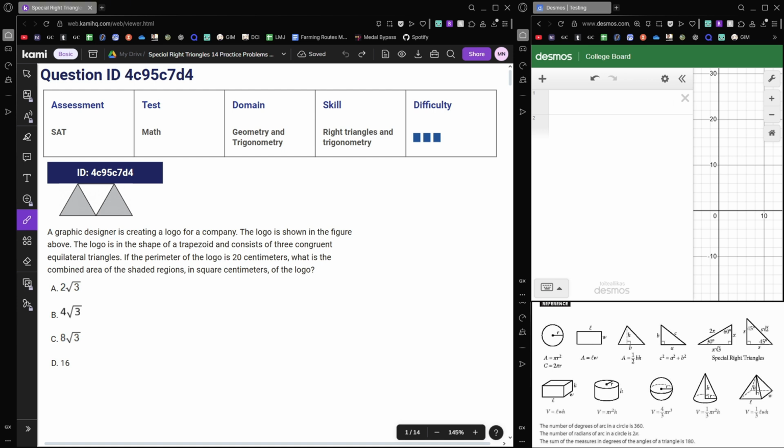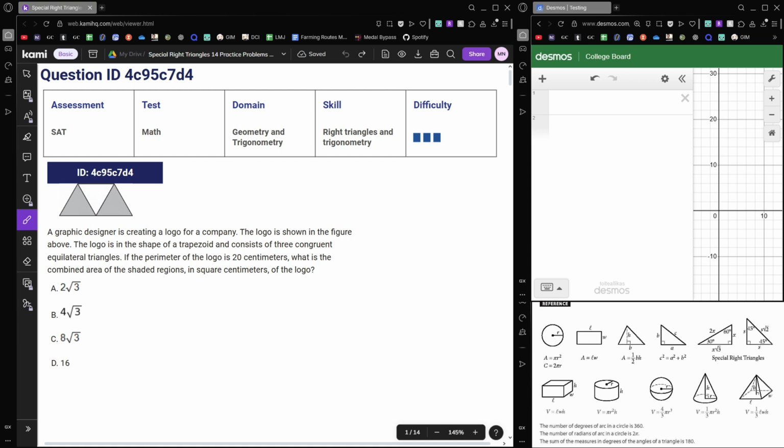Now before we get started, if you look in the bottom right hand corner, you'll see that special right triangles are actually on the reference sheet on the SAT. So you don't need to memorize 30, 60, 90 triangles or 45, 45, 90 triangles unless you really want to. Anyways, let's get started with question number 1.